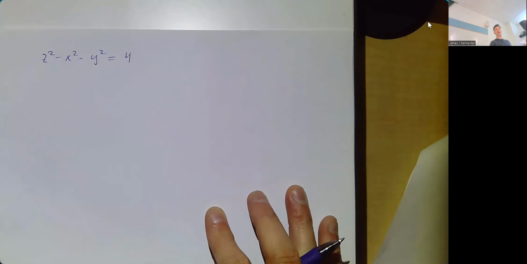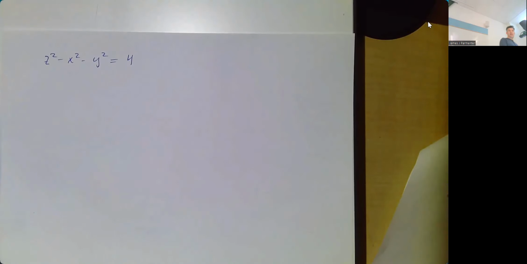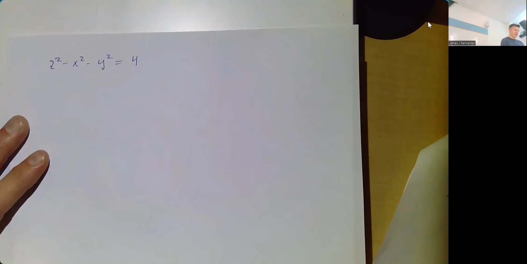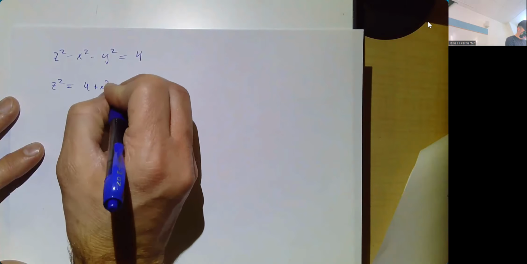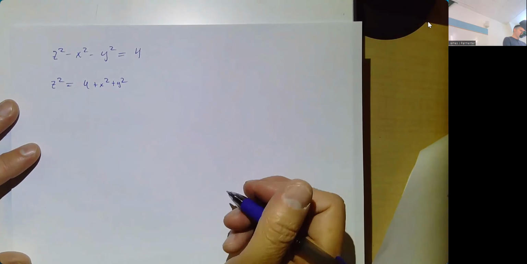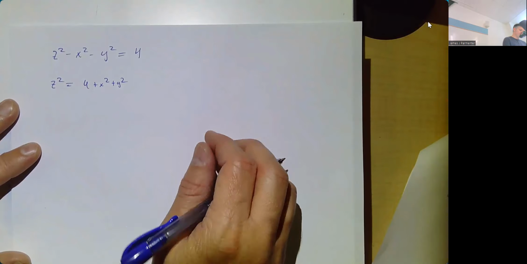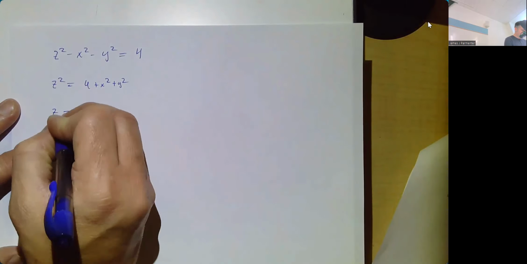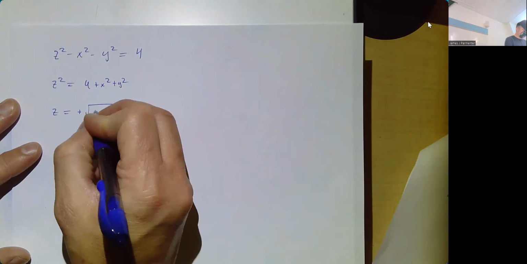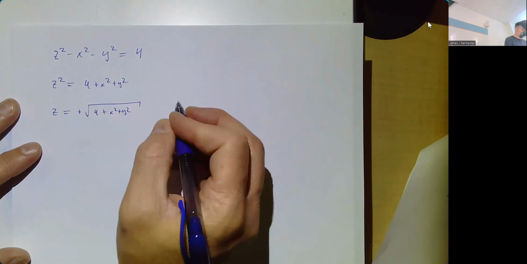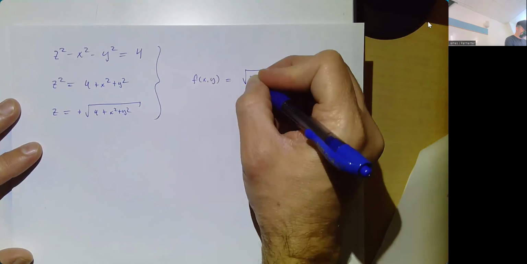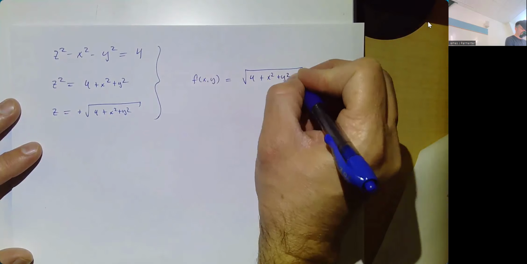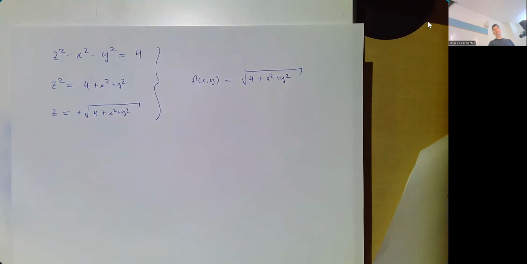Now, this might not be a great example because we're not writing z as a function of x and y. So let me change it just a little bit. Let's say z squared equals 4 plus x squared plus y squared. Is that going to turn out to be what I want it to be? Yeah, I think so. Okay. And then let's say z is equal to just the positive square root of 4 plus x squared plus y squared. So the function we actually want to look at is f of x, y equal to the square root of 4 plus x squared plus y squared.